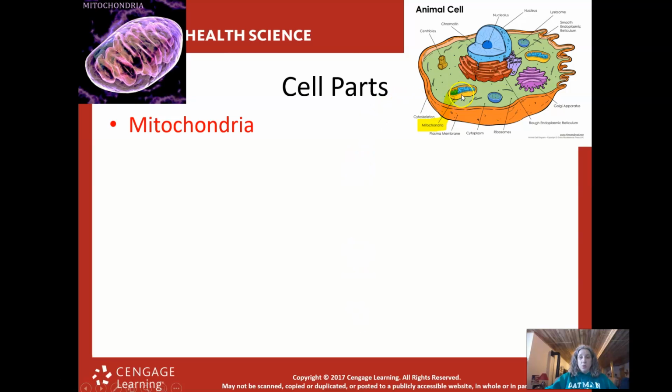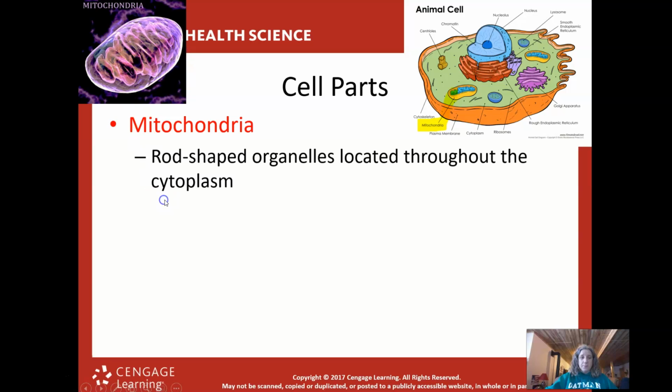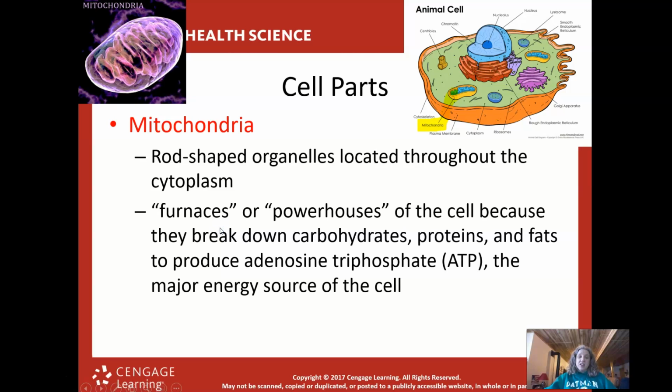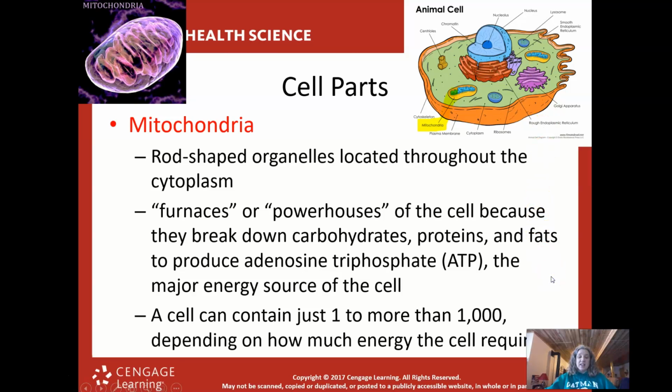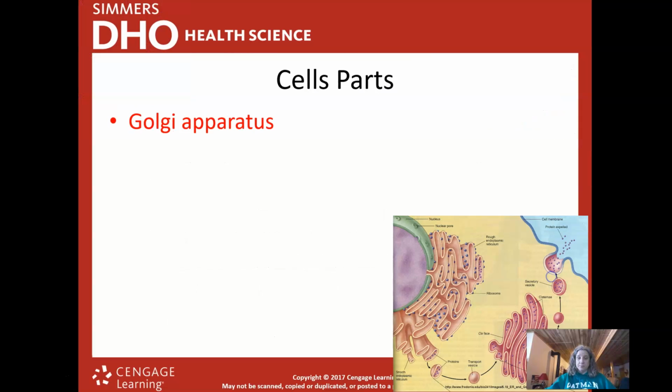We have the mitochondria, which is this yellow and blue right here. And this is also what the mitochondria looks like. It's a rod-shaped organelle located throughout the cytoplasm. They are considered to be the furnaces or the powerhouses of the cell because they break down carbohydrates, proteins, and fats to produce ATP, which is a major energy source for cells. So you can see here's one and here's another one here. A cell can contain just 1 to more than 1,000, depending on how much energy the cell requires. So if that cell requires more energy, it's going to have more mitochondria in it.